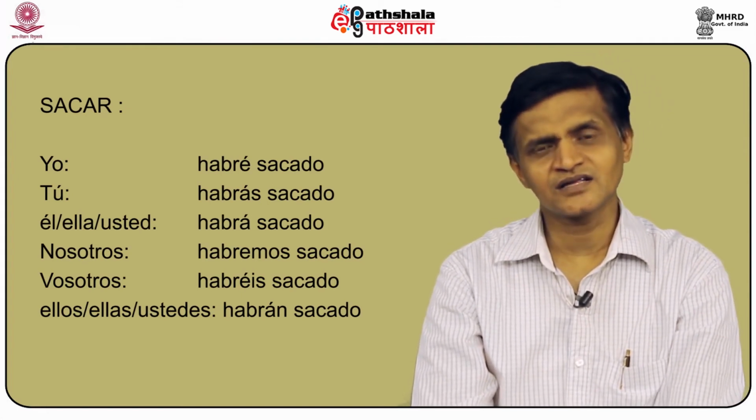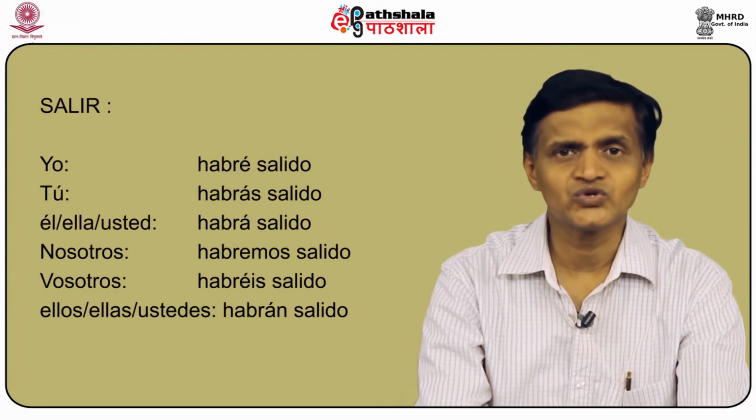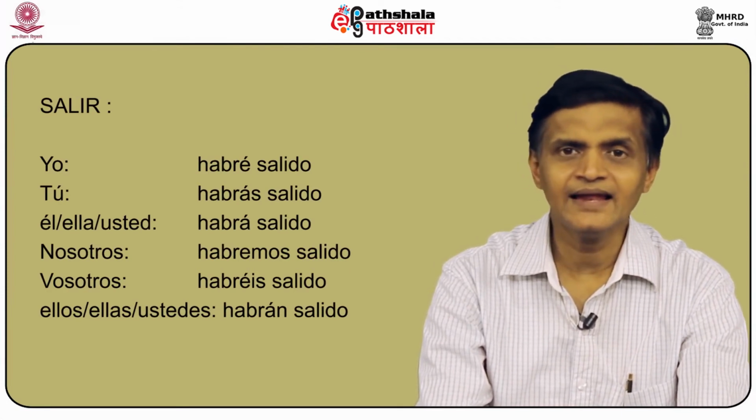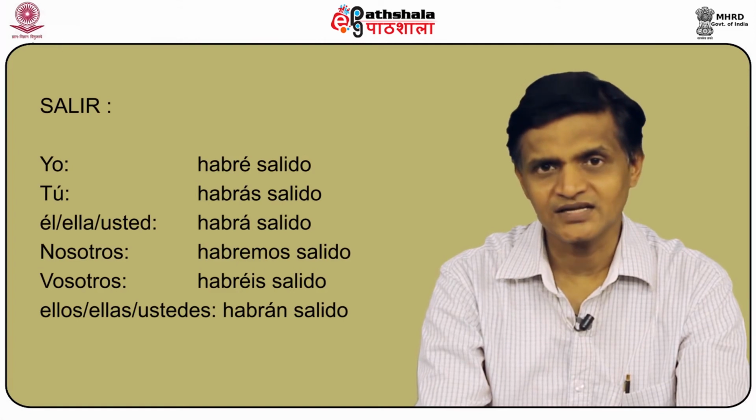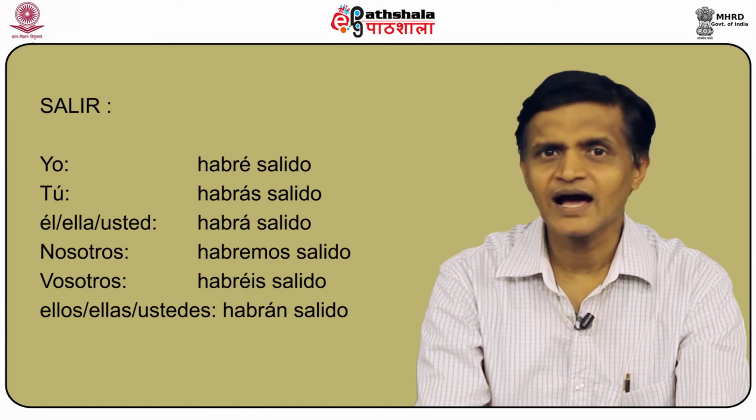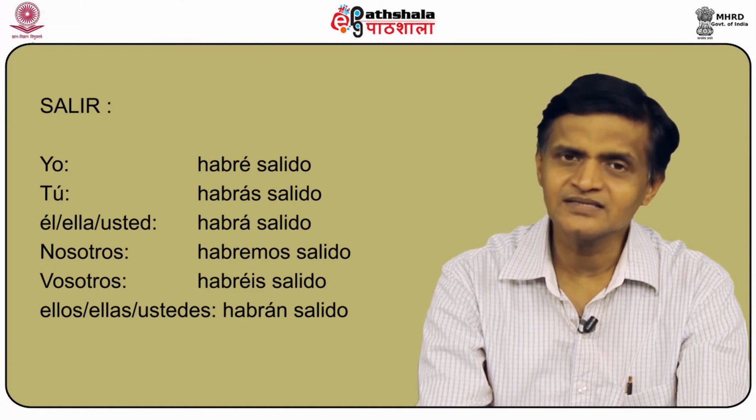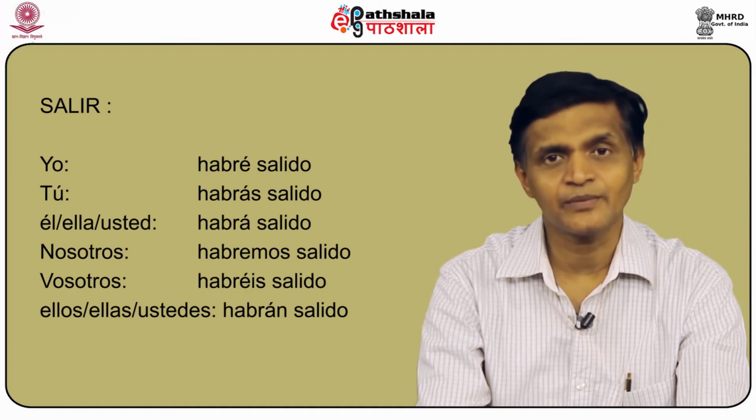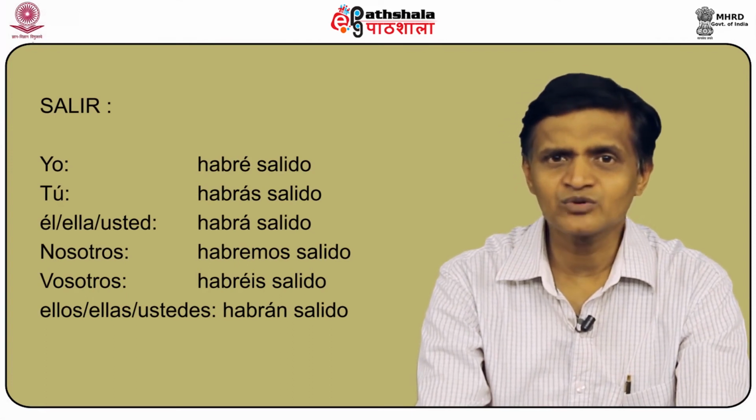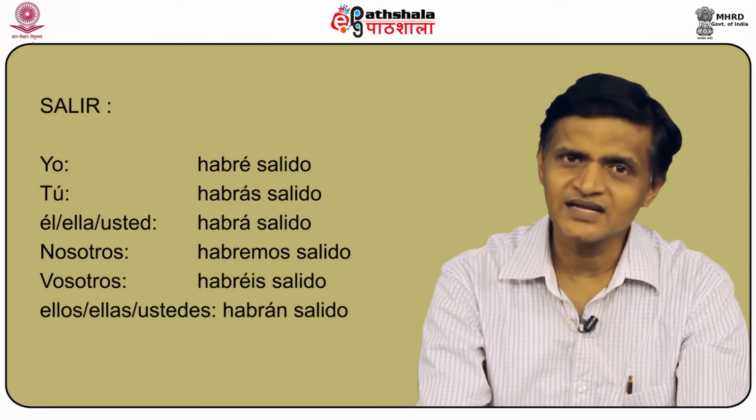Let us pick up another verb like salir. So, salir's conjugation is yo habré salido. Tú habrás salido. Él, ella, usted habrá salido. Nosotros habremos salido. Vosotros habréis salido. Ellos, ellas, ustedes habrán salido. I repeat, habré salido, habrás salido, habrá salido, habremos salido, habréis salido, and habrán salido.